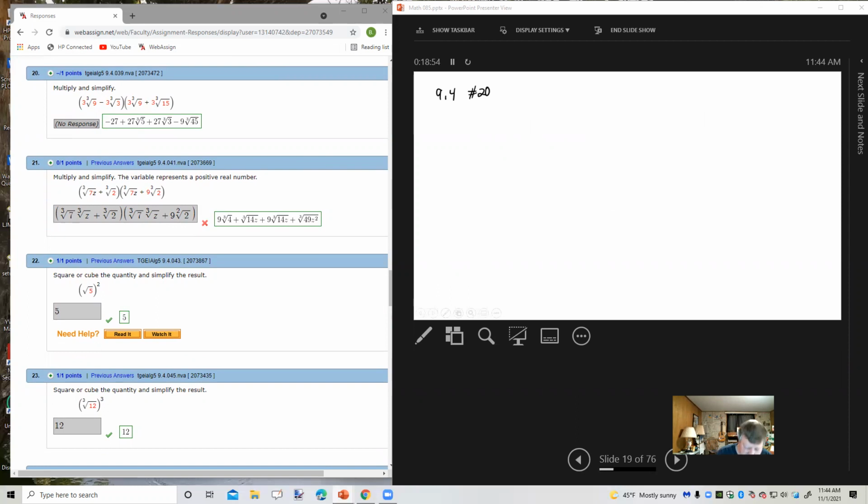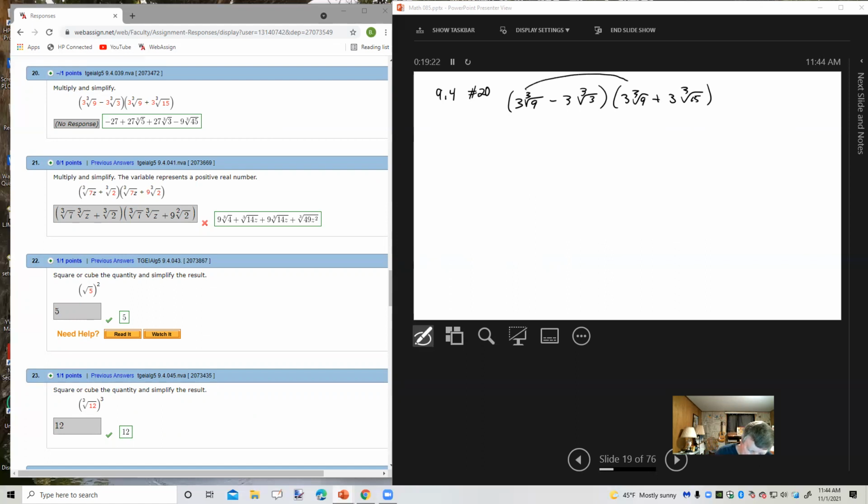Multiply and simplify. Cube root, 3 times the cube root of 9 minus 3 times the cube root of 3, all times 3 times the cube root of 9 plus 3 times the cube root of 15. This is not that difference of two squares. It starts, it looks like it at the beginning, but that 15 under the last radical messes it up. So what do we got here?